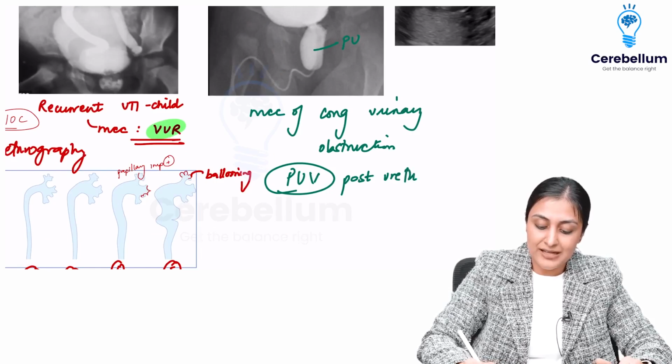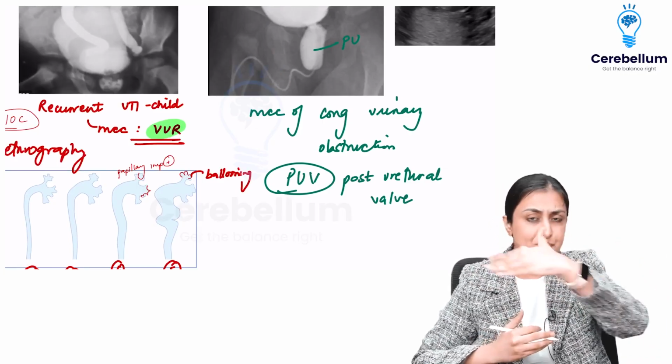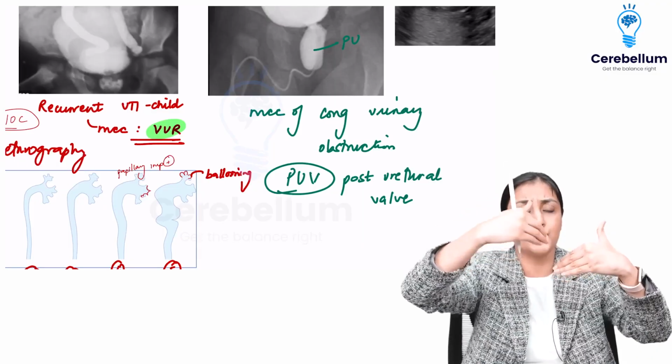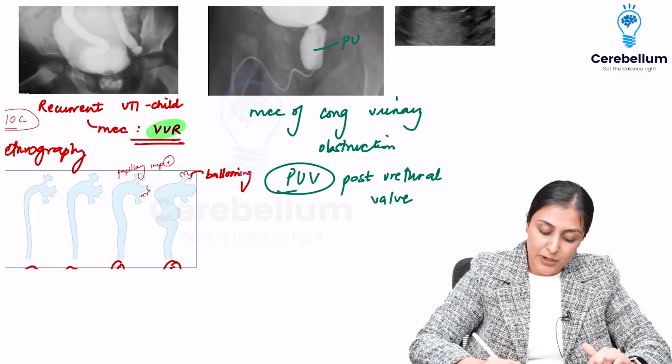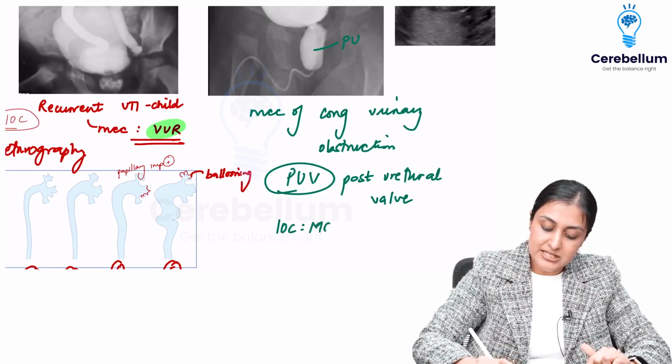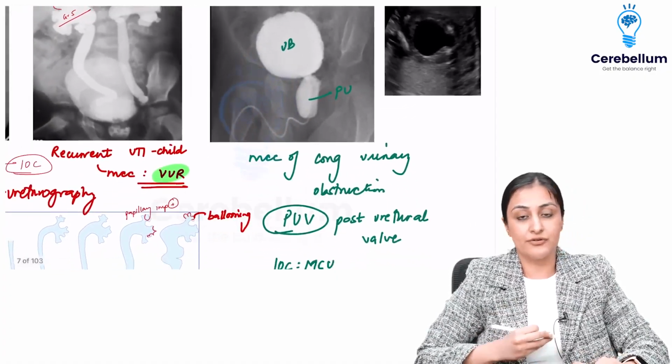There's a valve-like membrane at the level of the prostatic urethra, usually at the level of the verumontanum, which does not allow the urine to pass, resulting in urinary obstruction. So for PUV, again, what is the investigation of choice? It is MCU, which will detect the valve here.